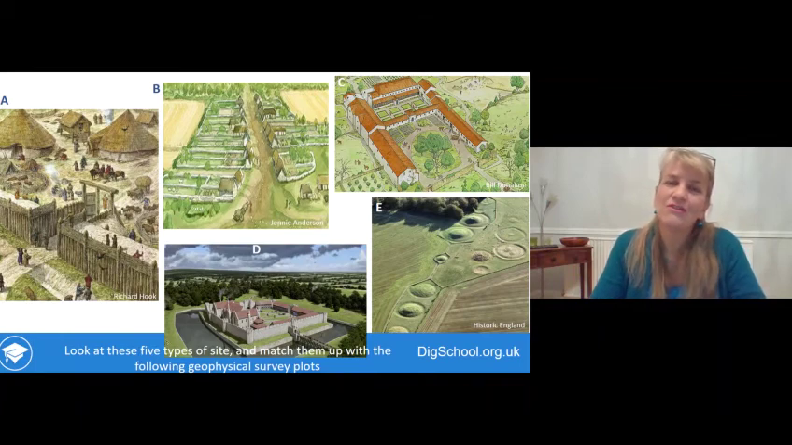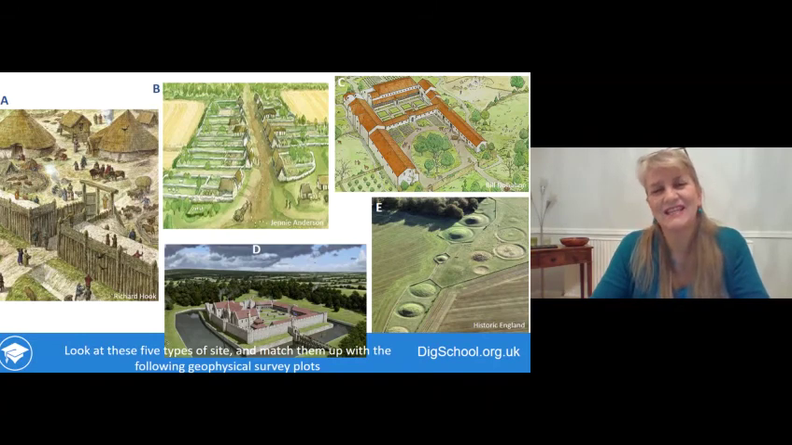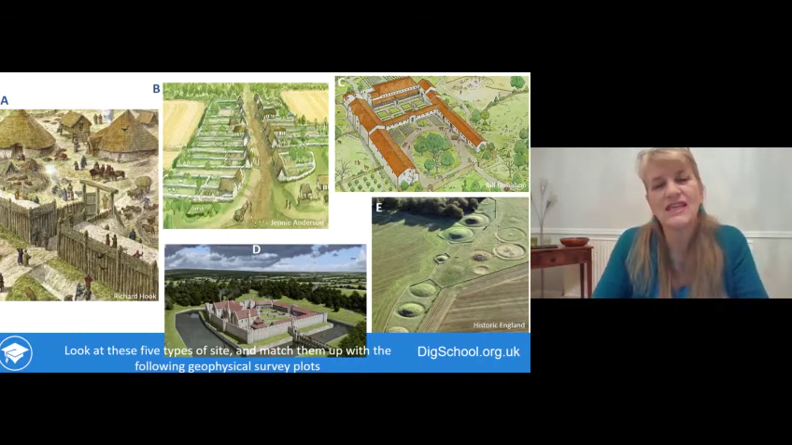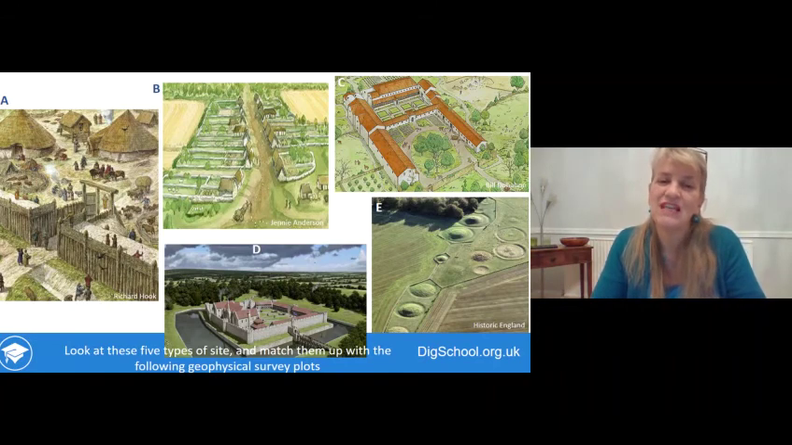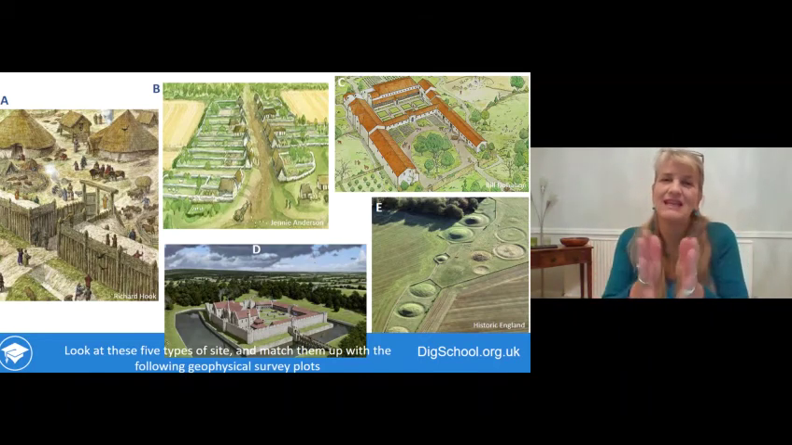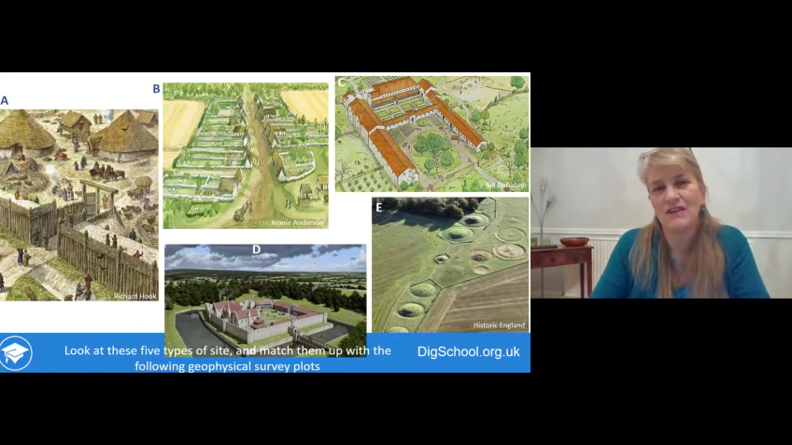Okay, so to go through those, A is an Iron Age settlement with those circular roundhouses that you can see, and in fact you've got a ditch on the outside of it. You can just see people walking across a bridge there, and a palisade on top of the bank that's going into the hill fort. You can only see a bit of it, and then you can see the roundhouses of the people living inside the hill fort there.